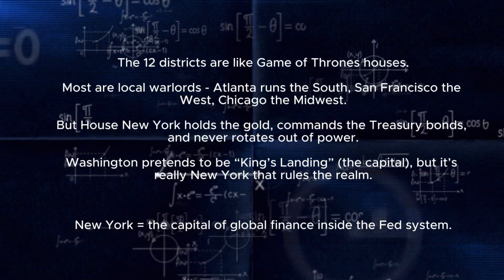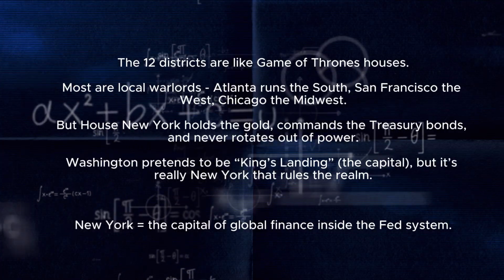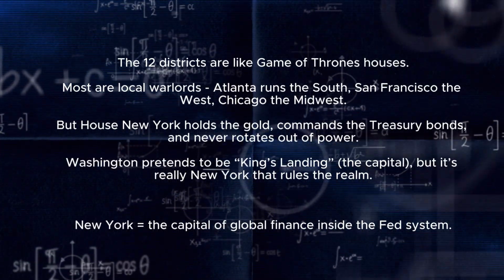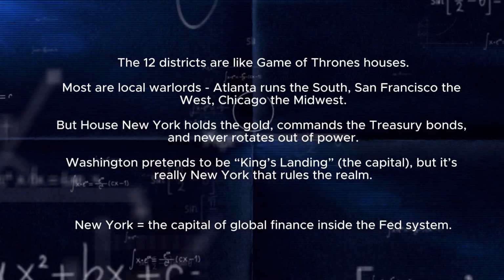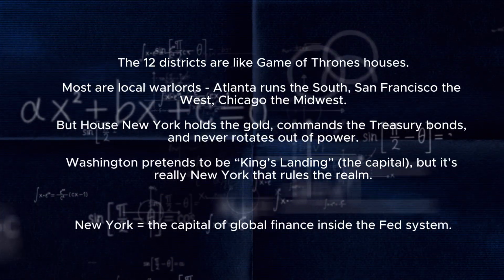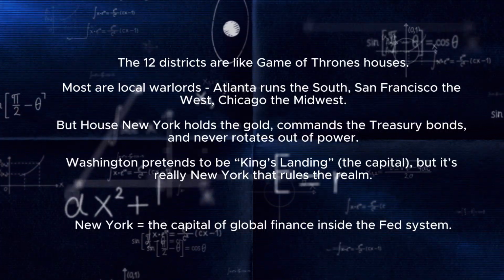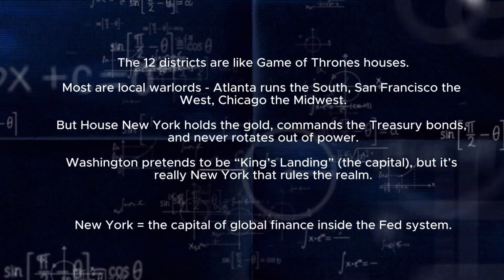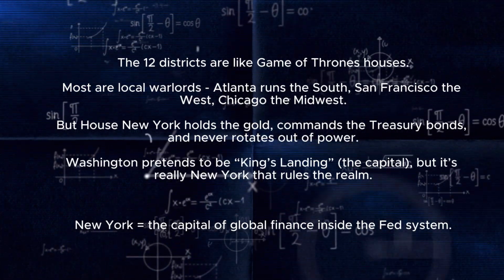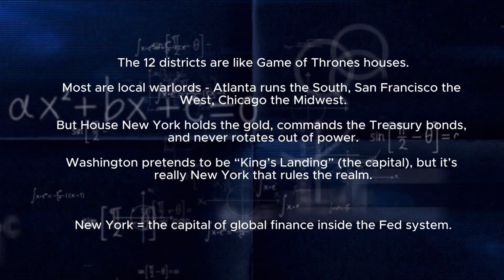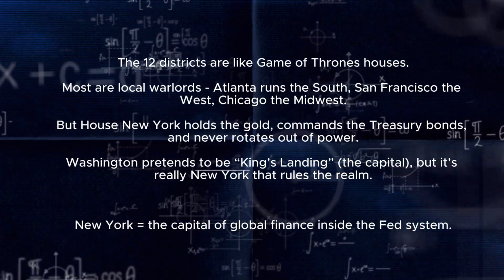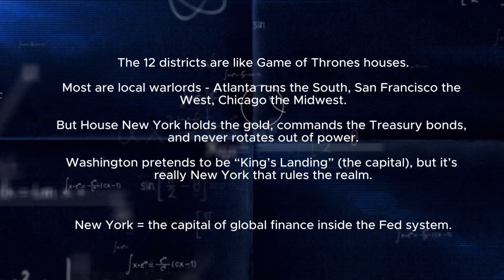The 12 districts are like Game of Thrones houses. Most are local warlords. Atlanta runs the South, San Francisco the West, Chicago the Midwest. But House New York holds the gold, commands the Treasury bonds, and never rotates out of power. Washington pretends to be King's Landing, the capital, but it's really New York that rules the realm.